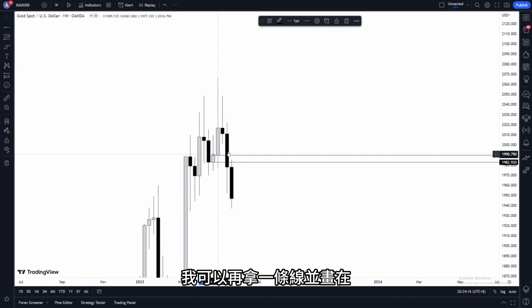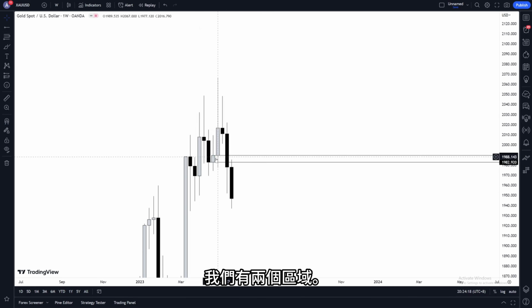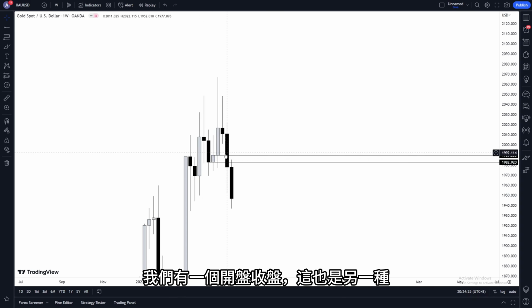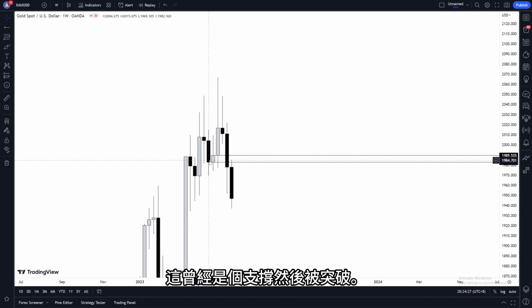I can pick up another line and draw another right here. What is this? We have two zones. Well, we actually have four. We have a support that breaks, becomes resistance, so an SBR. We have ourselves an open close, which is also another form of an SBR. This was once a support that gets broken.